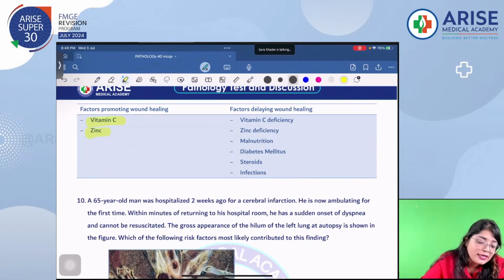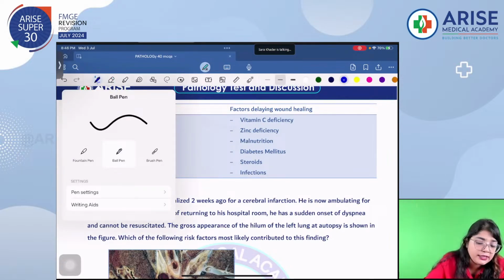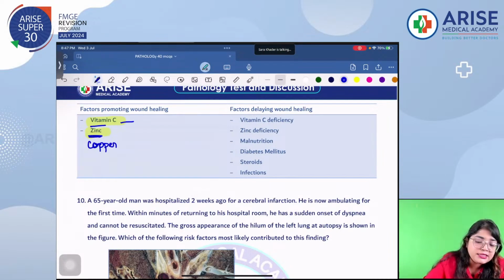Very important, vitamin C and zinc. Okay, because zinc helps in MMPs, right? So it is a cofactor. Or even copper. Copper is also a cofactor in MMPs. So copper, zinc, vitamin C, it helps in wound healing. Okay, and vitamin C is so important because there are 4 functions of vitamin C that you need to remember. Only 4 functions. I'll tell you about it.